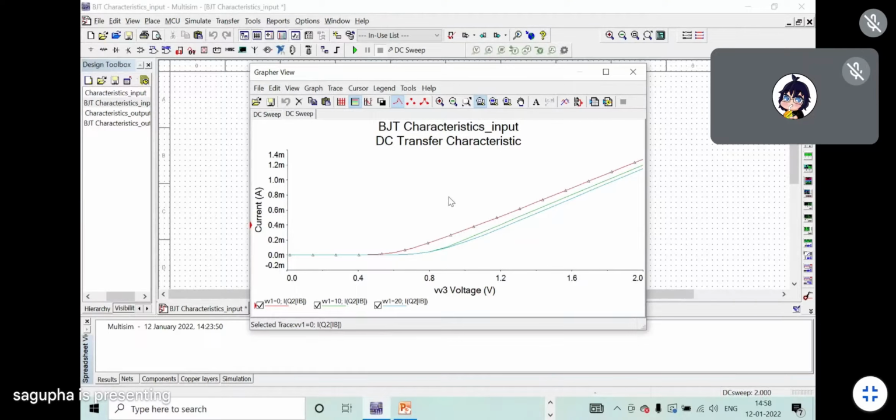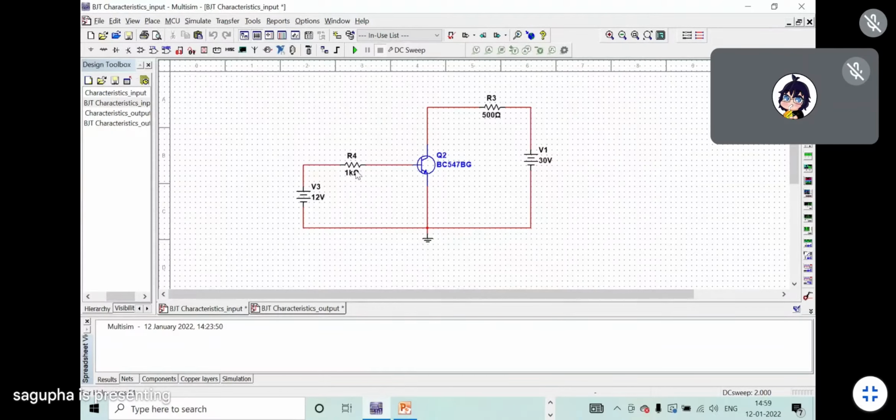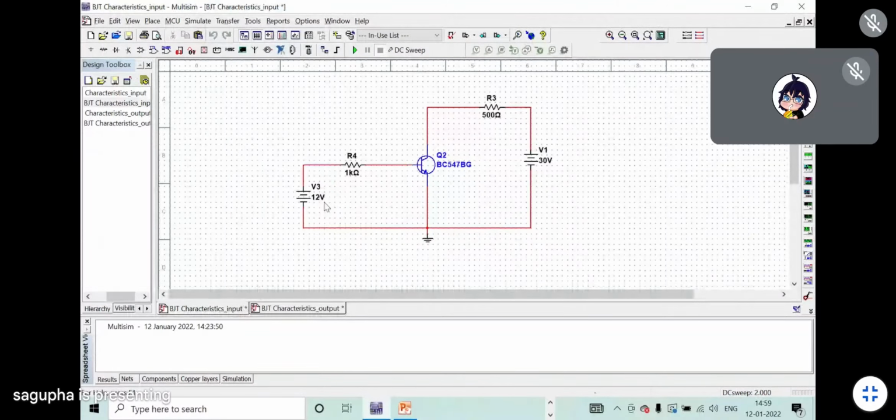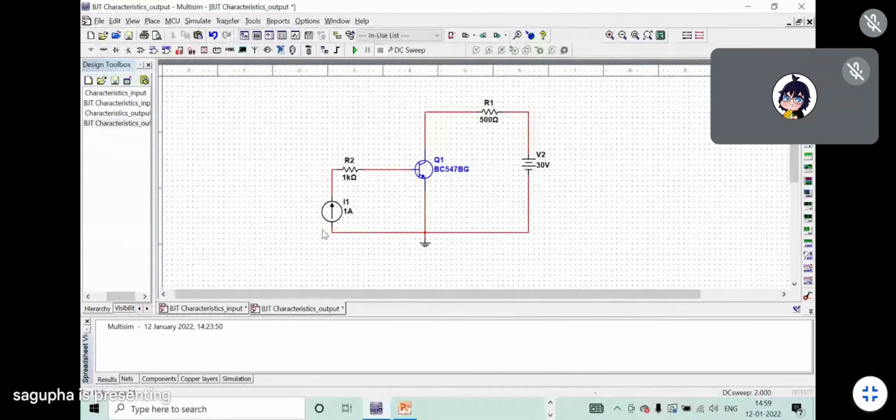So your work is to change the value of the resistor. Also, you can change the value of voltage according to you. Keep this VCC a much higher voltage than this, and do the input characteristics. Similarly, for the output characteristics, you have to replace this voltage source with a current source in the same circuit itself, because we are keeping our IB constant. So we'll consider this as IB.